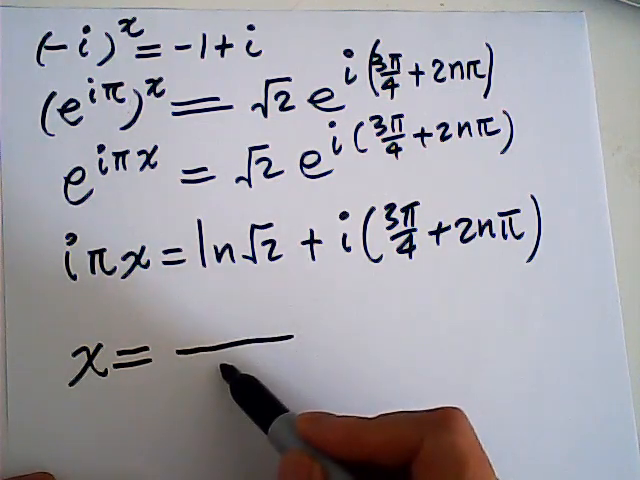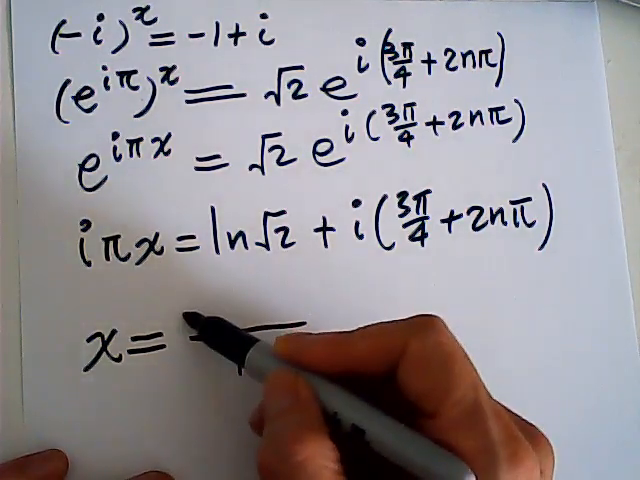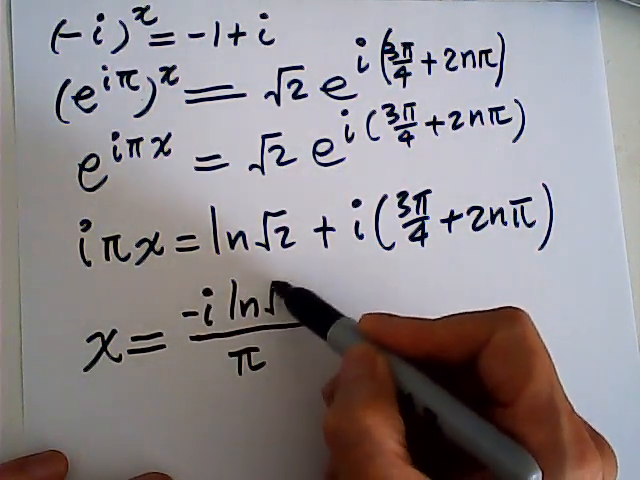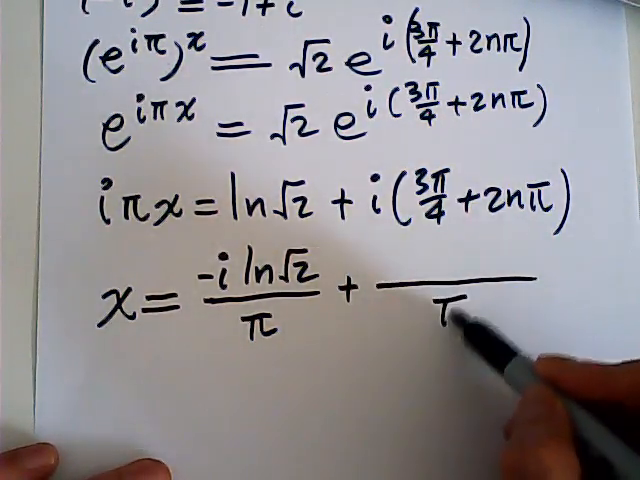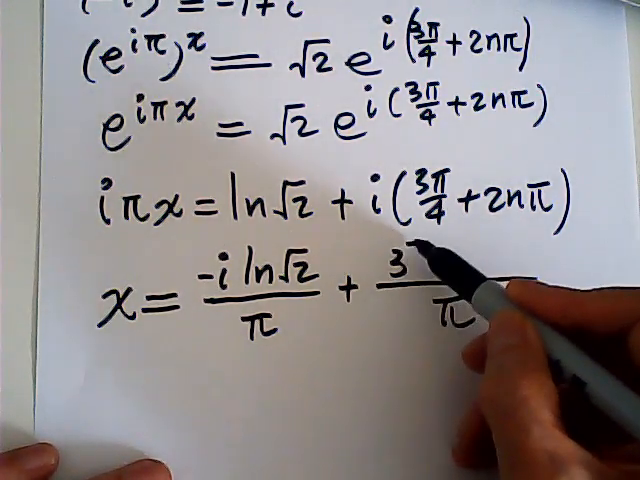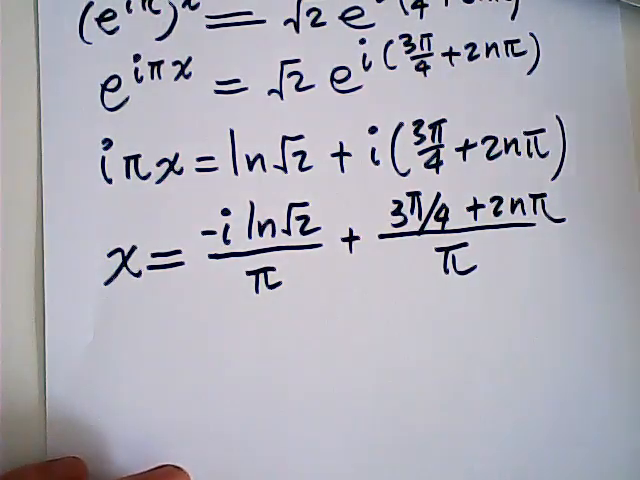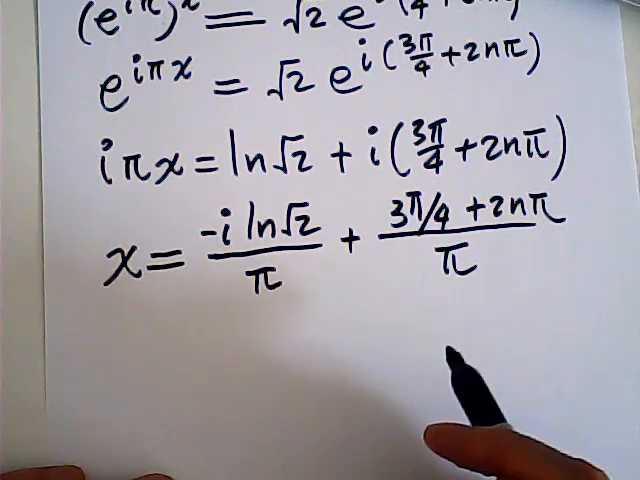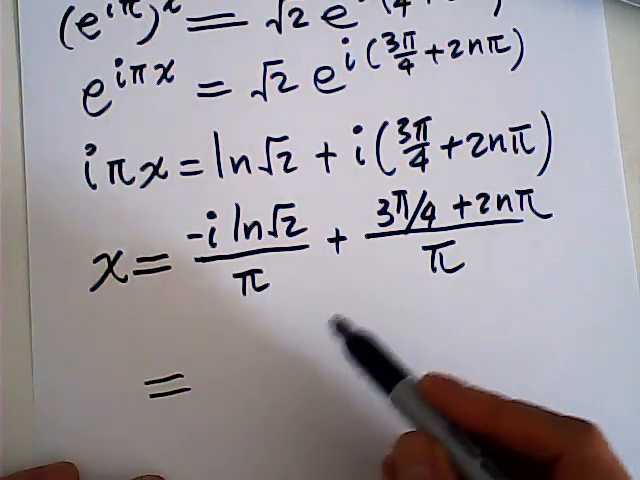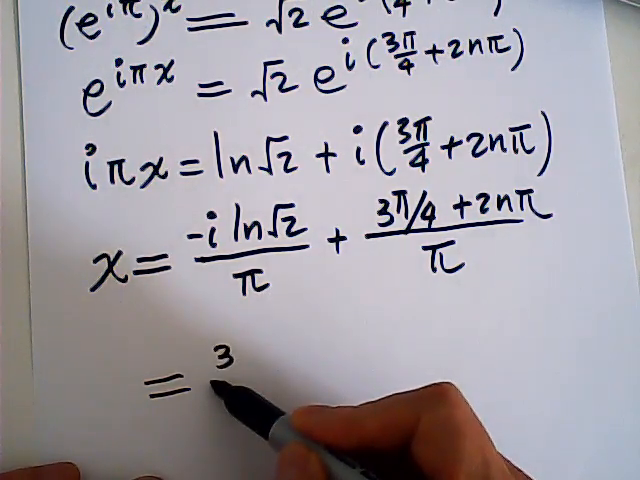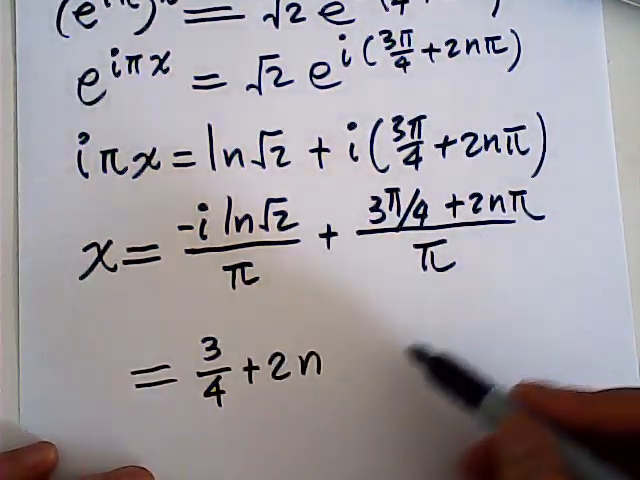Now, divide by pi. When you divide by i pi, it is actually multiplied by negative i over pi. So negative i over pi, log square root 2, right? The pi and i cancel out here. 3 pi over 4 plus 2n pi. So we just simplify. We write the real part first. The pi cancel out. So this is 3 over 4 plus 2n. That is the real part.